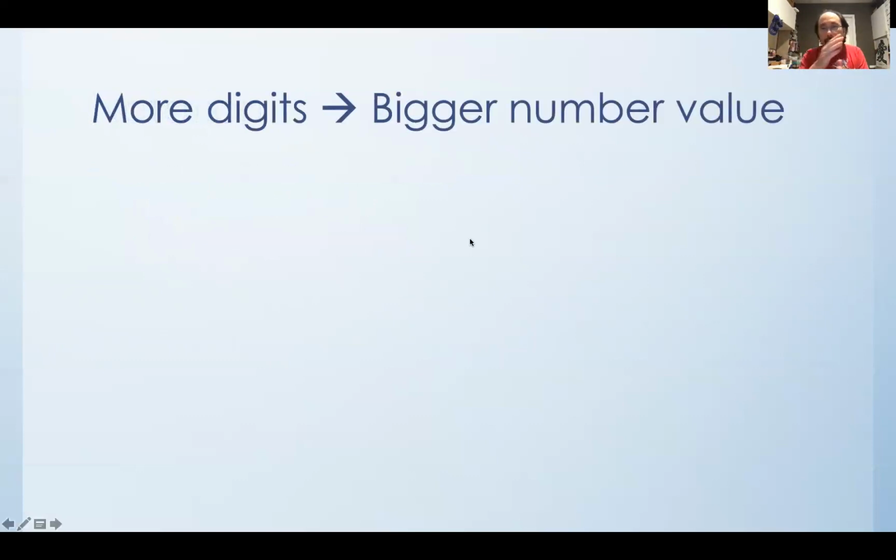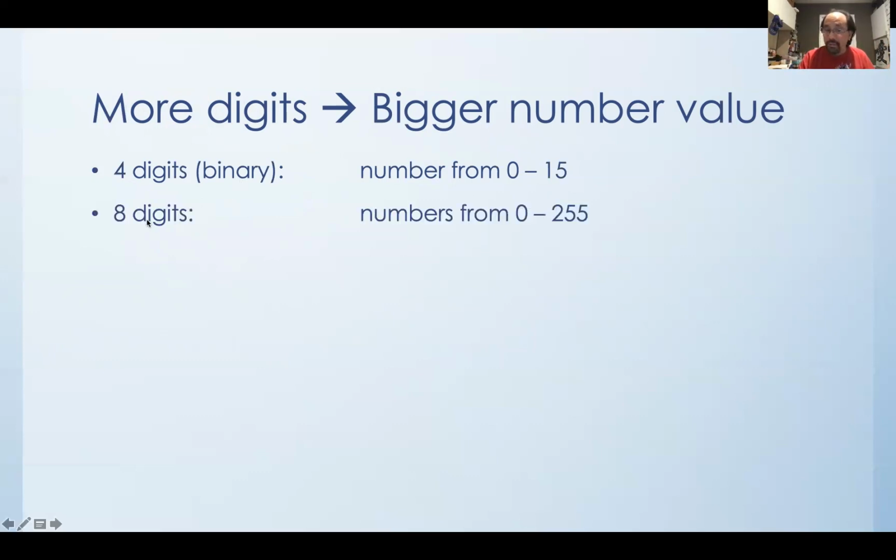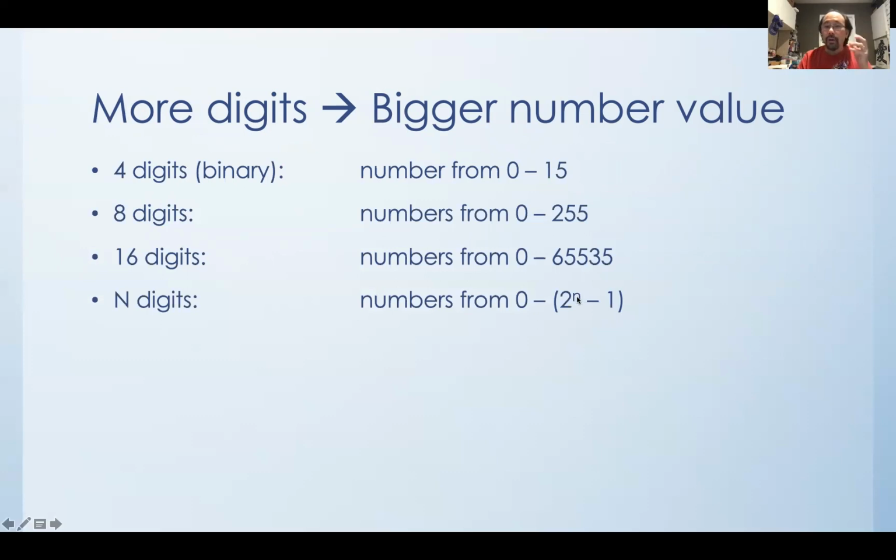Now, the more digits I have, it makes sense that I have a bigger number. So if I have 4 digits in binary, I could have up to the value of 16, from 0 up to 15. If I have 8 digits, now I'm talking 2 to the 8th. I could have 256 values, 0 to 255. 16 digits, over 65,000, 2 to the 16th. And in general, with n digits, I could represent 2 to the n different values.